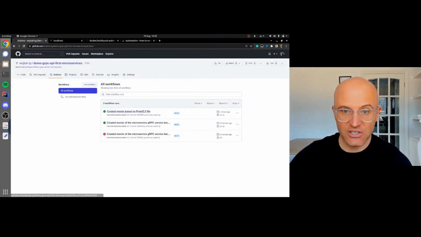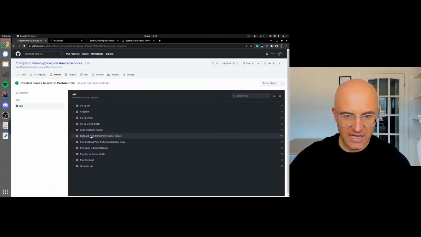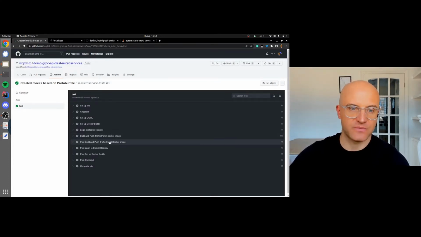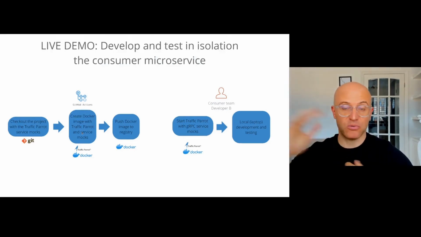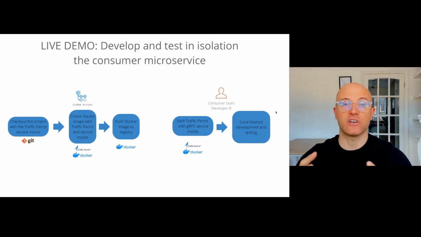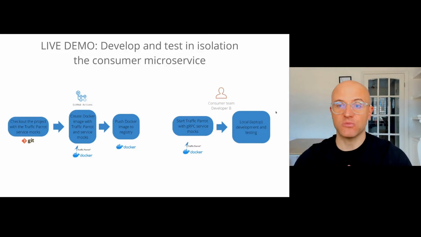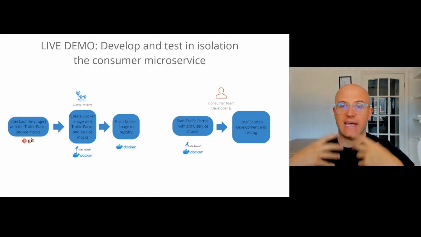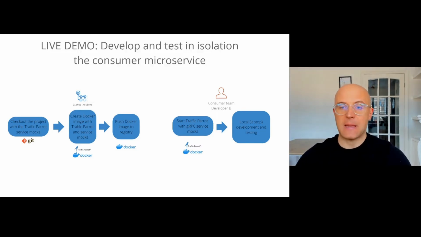And now that this action has finished, we can see that the Docker image has been pushed to the Traffic Parrot Docker repository. So now that the Docker image has been pushed to the remote repository, we can pretend to enter this workflow on the right, which is developing and testing the microservice locally. So I'm going to pretend to be the consumer team developer, and I'm going to start Traffic Parrot locally by using the image that's just been built by GitHub Actions for me, and I'm going to pretend to be developing and testing a microservice in isolation with those mocks.